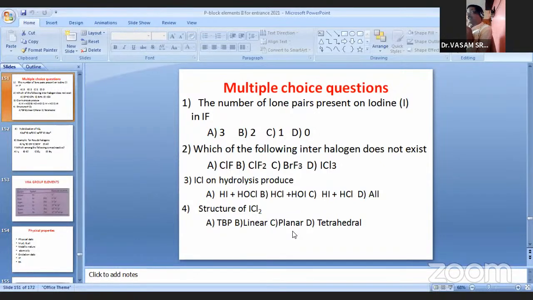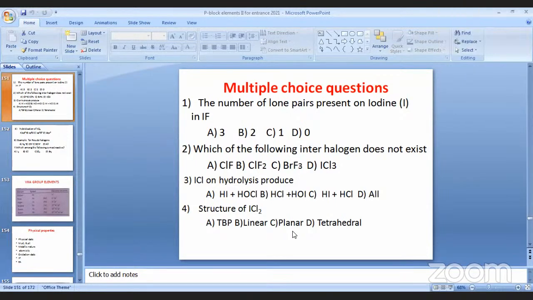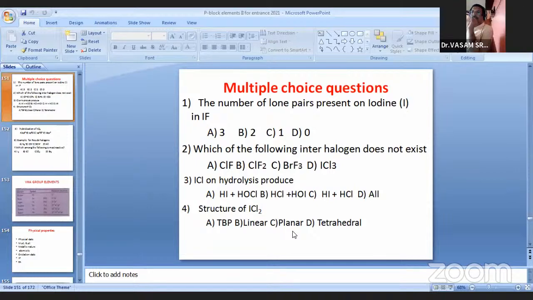And the second question: which of the following interhalogens does not exist? ClF2. AX3, AX5, AX7, they are forming, but AX2 is not formed, does not exist. So therefore, the answer is B.